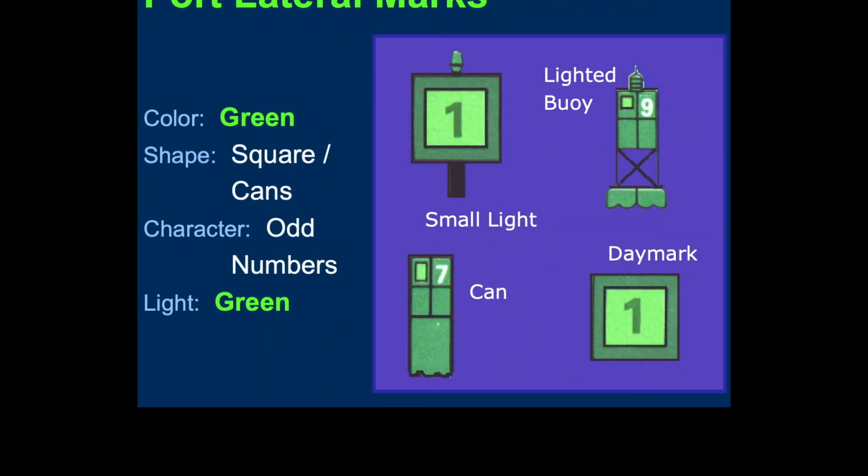The port lateral marks: green, square, or can, odd numbers. So we have a small light, a lighted buoy, a can. See how it kind of looks like a can there at the top? Not like the red ones that have that conical shape. And then square for the day mark there.